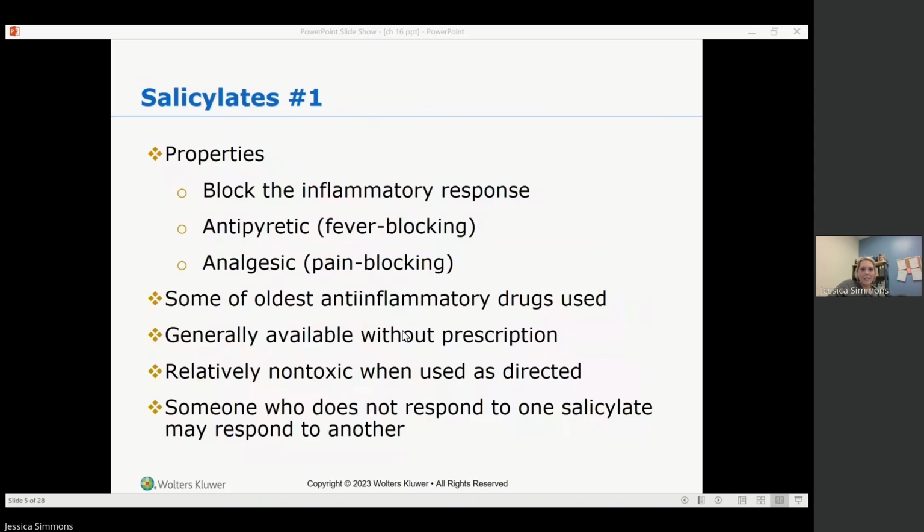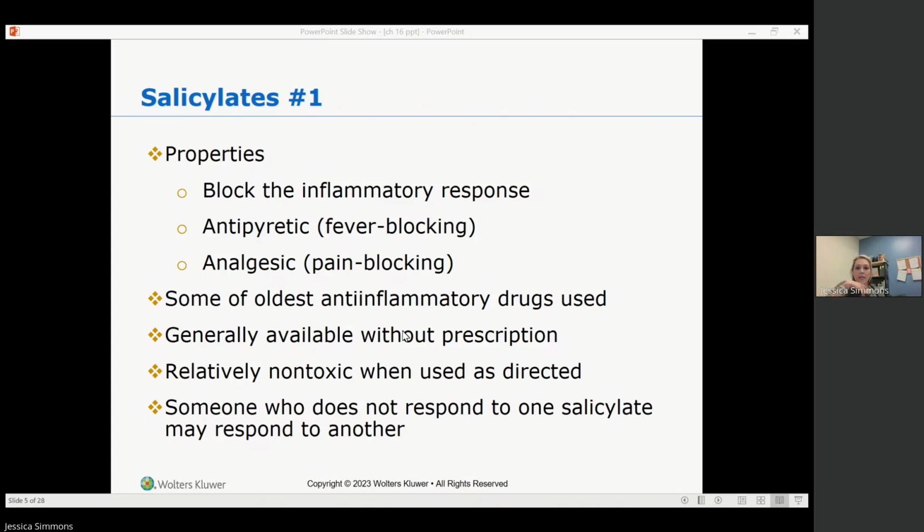Salicylates, this is your aspirin, okay? So the properties: aspirin has 4 mechanisms of action. They block the inflammatory response. They are fever reducing, which is an antipyretic. They are pain blocking, which is an analgesic. And then aspirin also is an antiplatelet aggregator. So it can be used in prophylaxis for MI, stroke, or DVT.